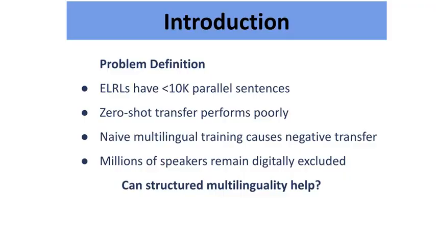Extremely low resource languages, or ELRLs, typically have less than 10,000 parallel sentences, and in these settings zero-shot transfer performs very poorly, and surprisingly the naive multilingual training often makes things worse. So instead of helping, multilinguality can introduce negative transfer, and this matters because millions of speakers remain digitally excluded.